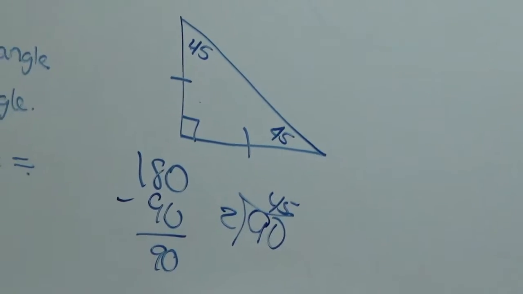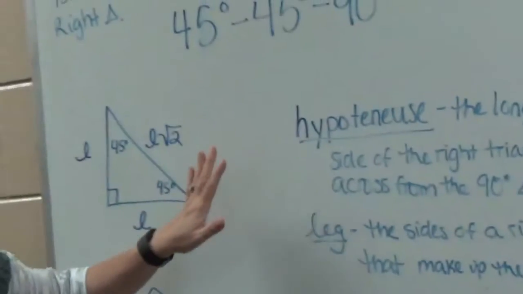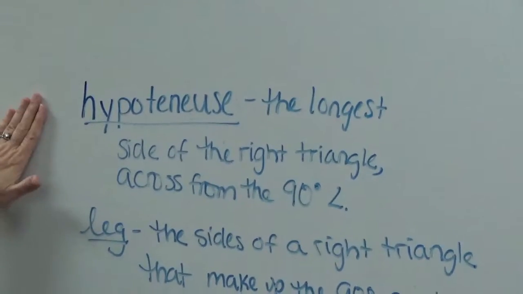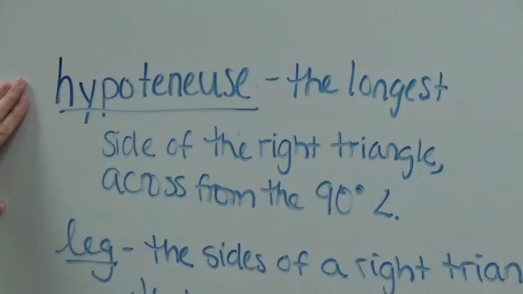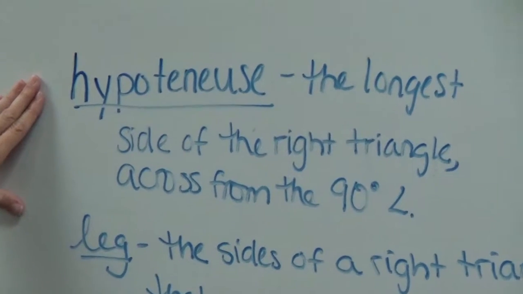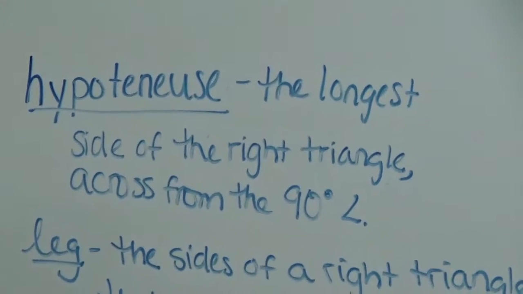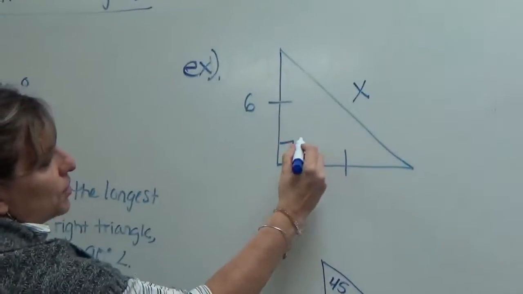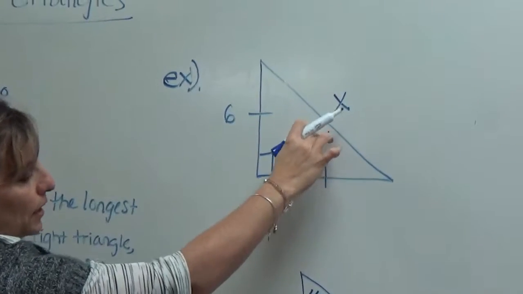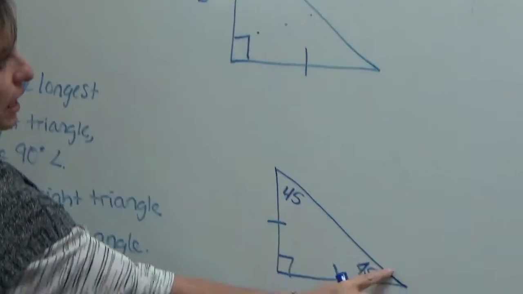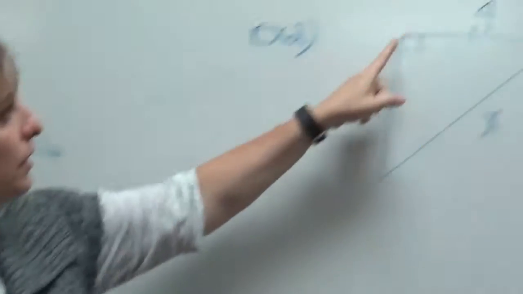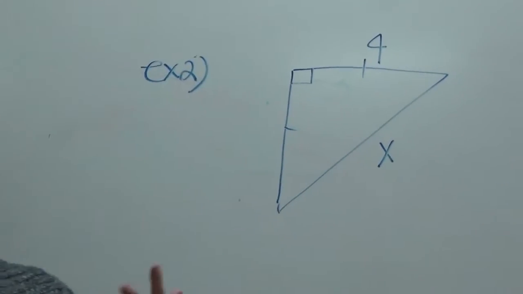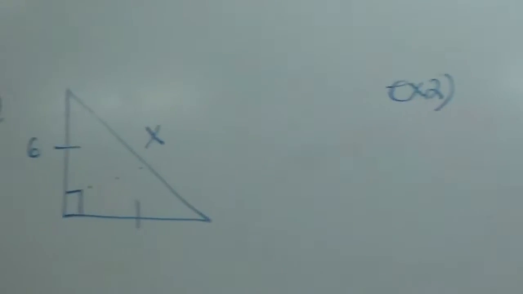Okay, so what are we going to learn about this? The first thing you need to write in your notes, besides the stuff I've already said, is what the hypotenuse is. You need to know what a hypotenuse is. A hypotenuse is the longest side of the right triangle across from the 90-degree angle. So in this triangle, this one is the hypotenuse. Notice it's across from the 90-degree angle. In this triangle, that's the hypotenuse. If we go over here, here's the 90-degree angle. This is the hypotenuse. Okay, so it's always across from the 90-degree angle.